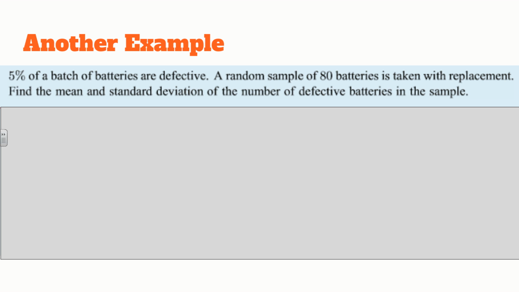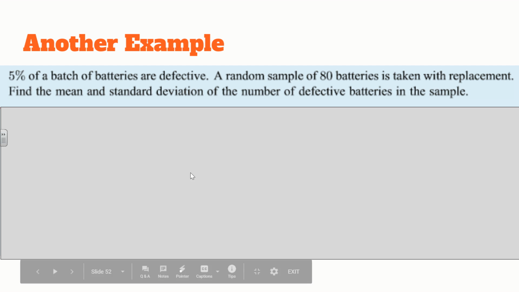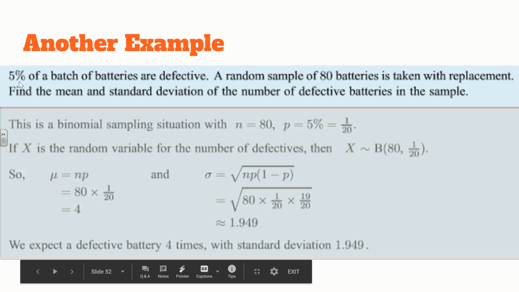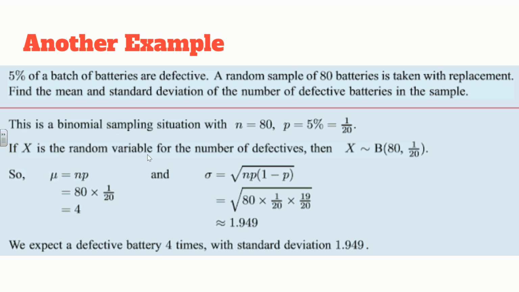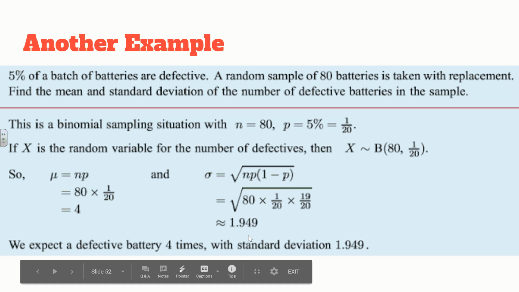Okay, n is going to be 80, and p is 0.05 because 5% of them are defective. So x is the number of defective batteries, therefore x is distributed as a binomial distribution where n equals 80 and p equals 1/20th, 0.05, same thing. Again, we're just plugging in: the mean, mu equals n times p, that's 4, and the standard deviation, the square root of n times p times 1 minus p, is about 1.949.